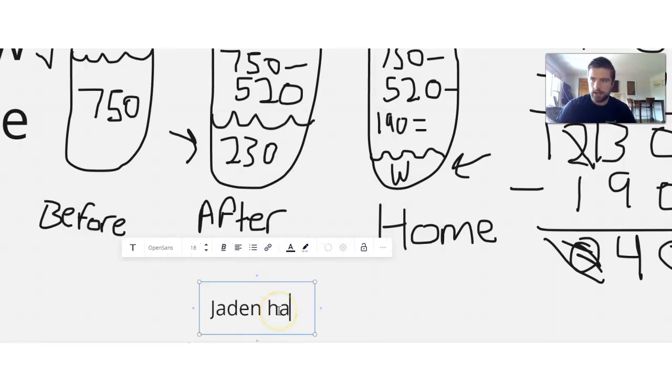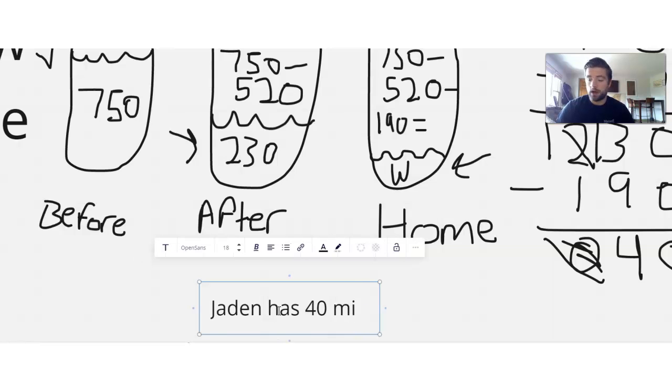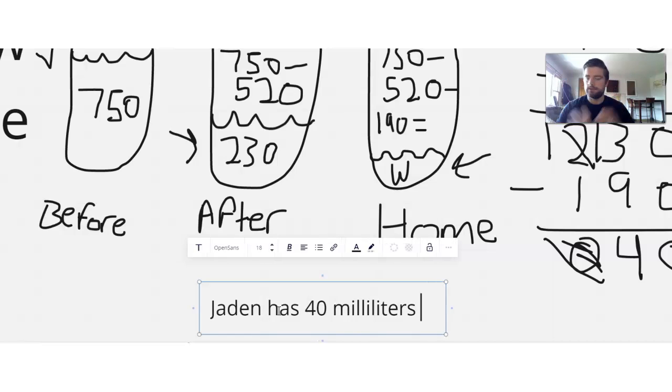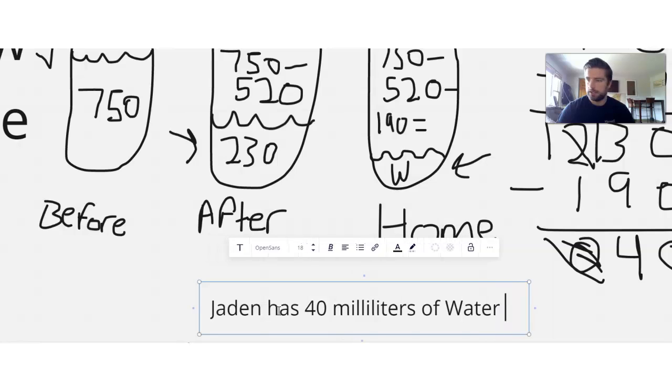Jaden has 40, make sure we put the unit on there, 40 milliliters, which is a way we measure capacity of liquid, of water left. And that's actually an answer on one of your Google form questions.